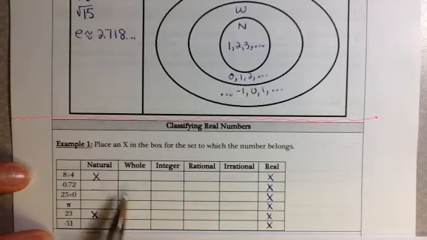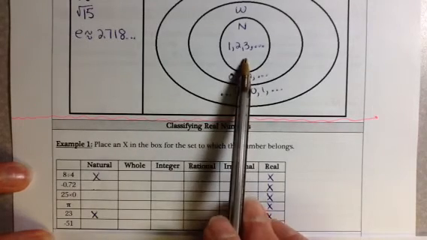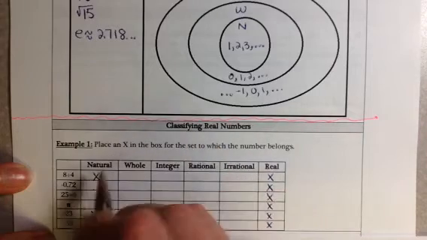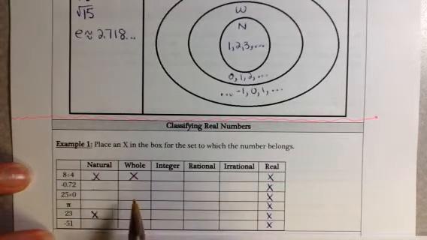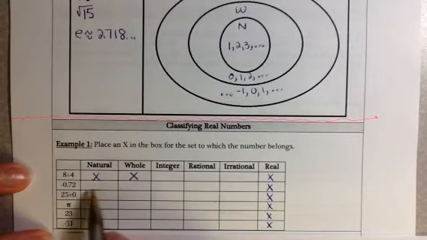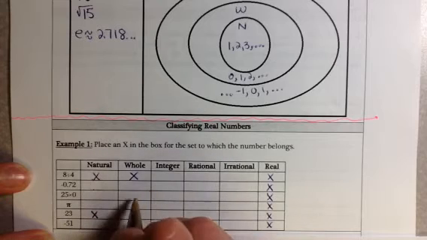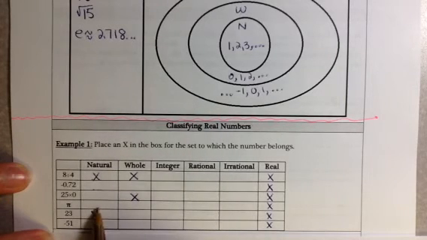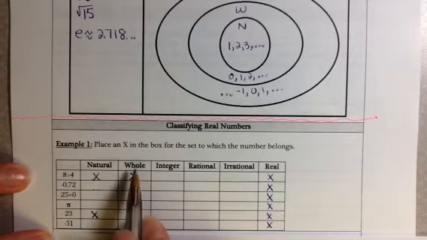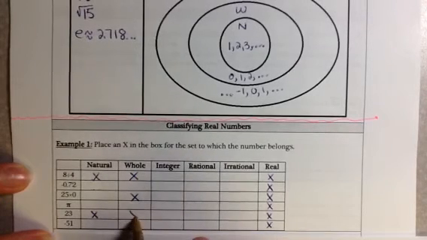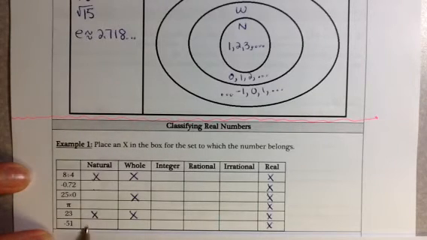Now let's go over to whole numbers. Anything that's a natural number is also a whole number. So this is a whole number. Whole numbers do not have decimals or fractions, so this is not. A whole number includes 0, so we can check that. This is irrational, so we're not going to check that. Whole numbers would include 23 because it's your natural numbers, all the counting numbers, plus 0. But it does not include negative numbers, so we're going to skip over that.